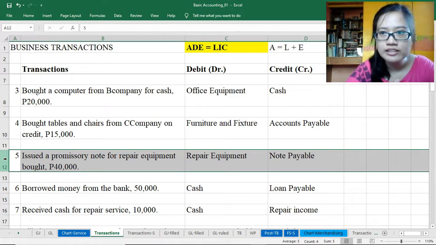So again, assets, liability, equity. Repair equipment is an asset. So nagkaroon ng additional asset si company. Walang kabawasan sa asset kasi hindi naman binayaran agad siya in cash.